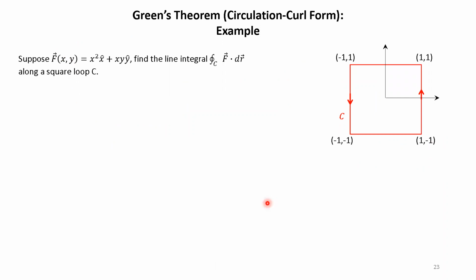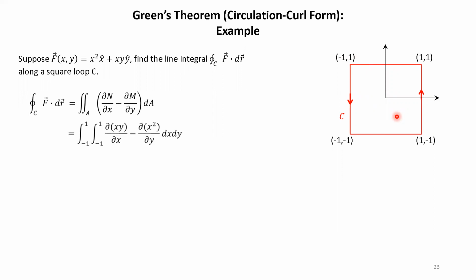So that means I'm considering a double integral over this square region. This is Green's theorem, right? So now the integrand that you have is actually quite simple.